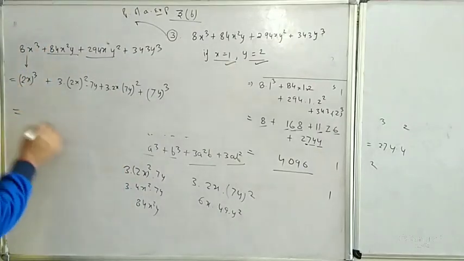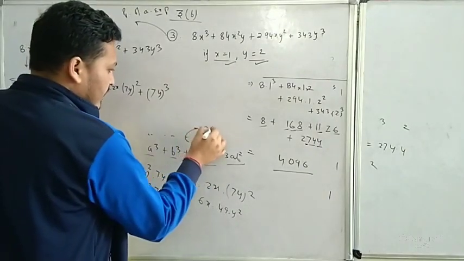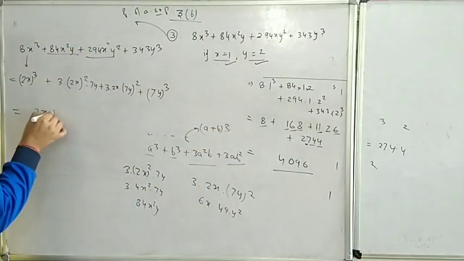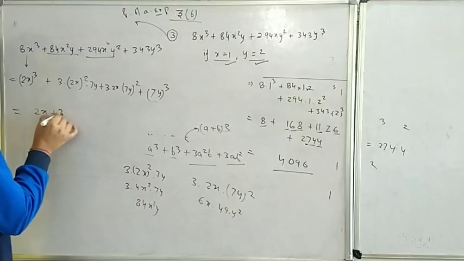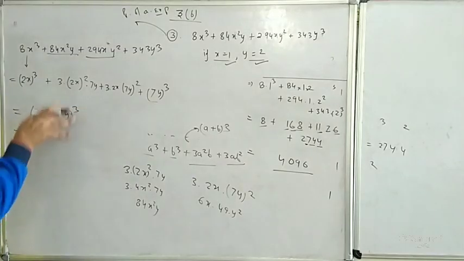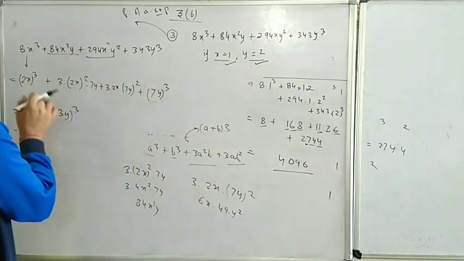And as you know, what is its formula? This is a plus b whole cube. So same here, a is 2x, so 2x plus b is 7y, and its whole cube. Now substitute the values one by one here because it becomes an easy way. Okay, this has become an easy form.